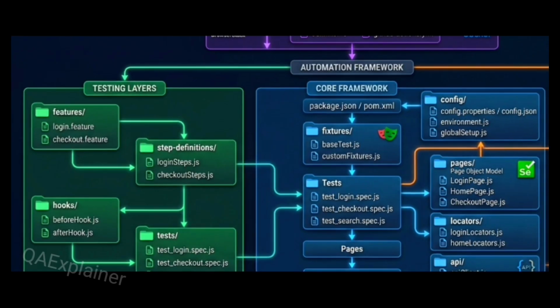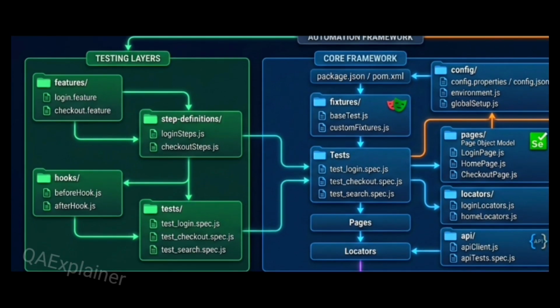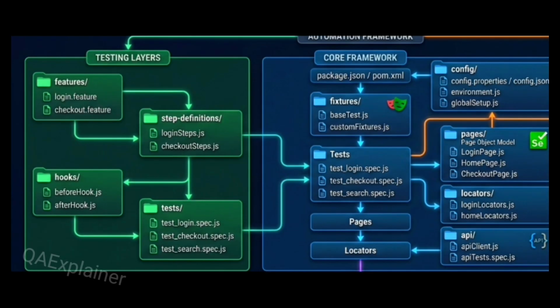If you see the testing layer, here we have features. In that feature space, we have a bunch of test cases. Then we have step definitions, where we have the logic of those features. Then we have hooks. Hooks means like before and after. Suppose I am writing one feature. The feature contains some 100 test cases. Every test case has its step file, so that the same steps can be reused with different test cases or different feature files. That's why we have the step definition file.